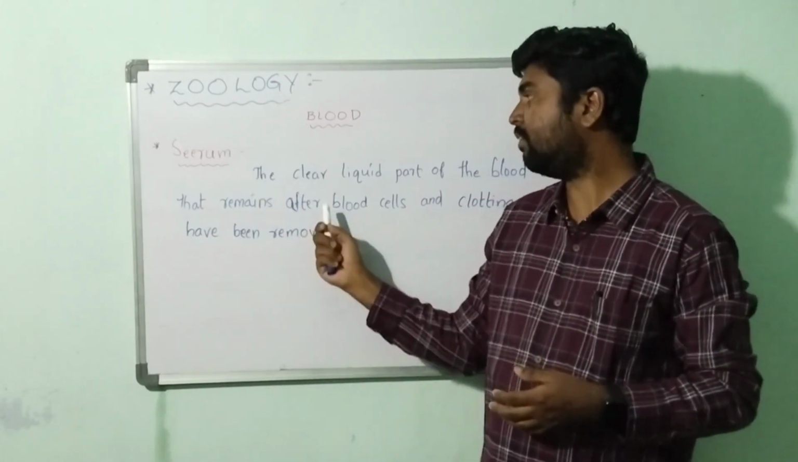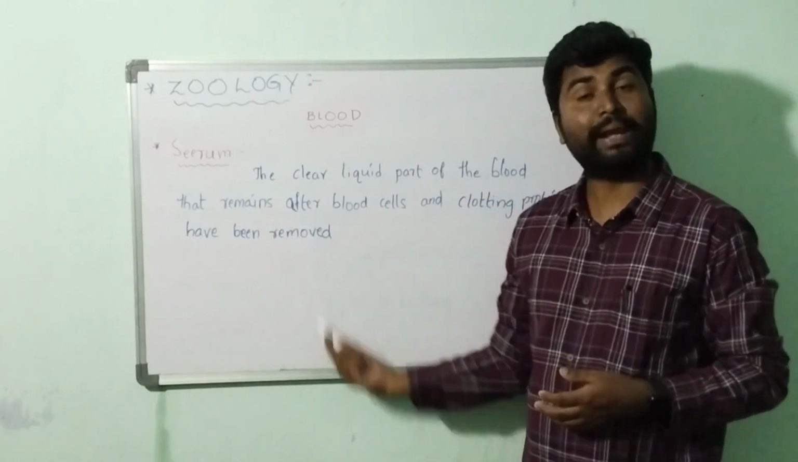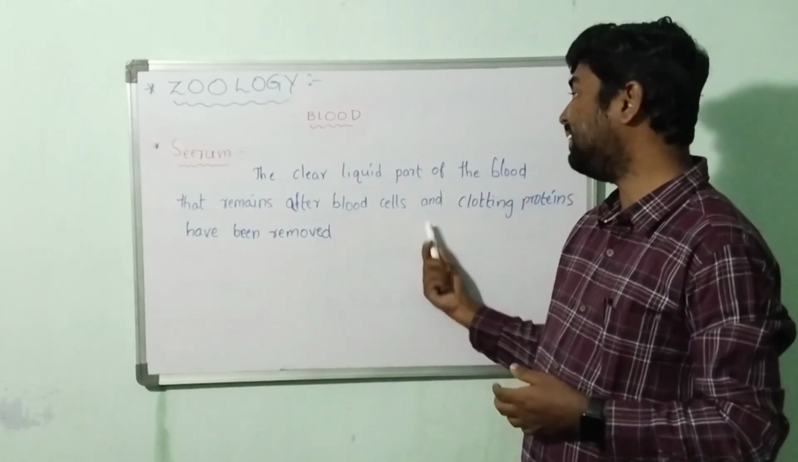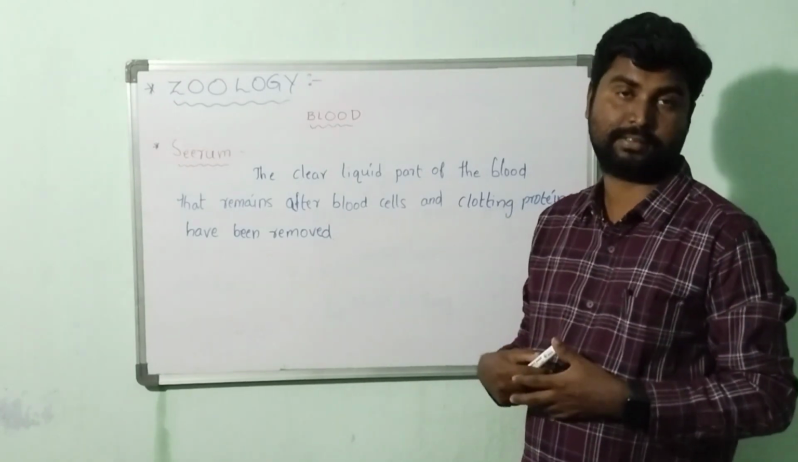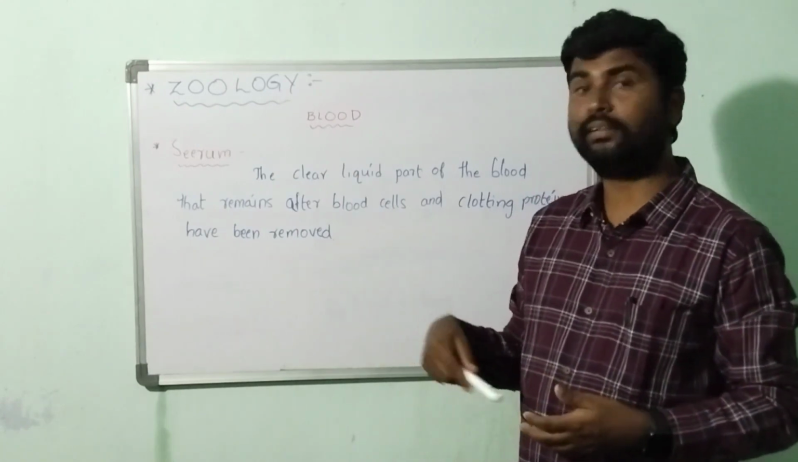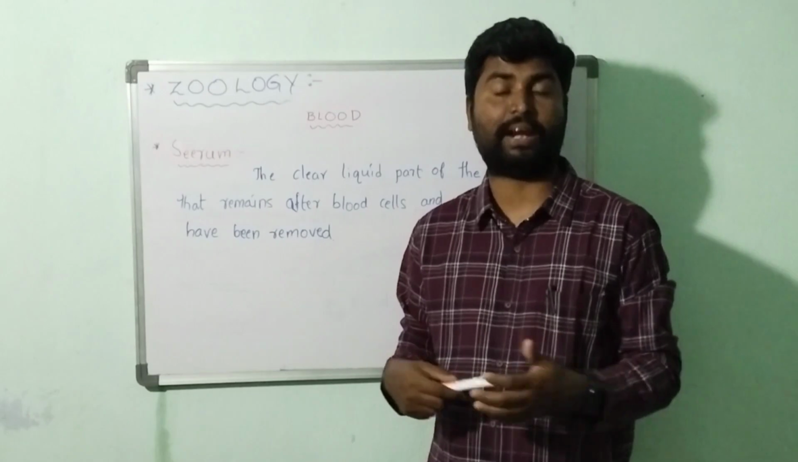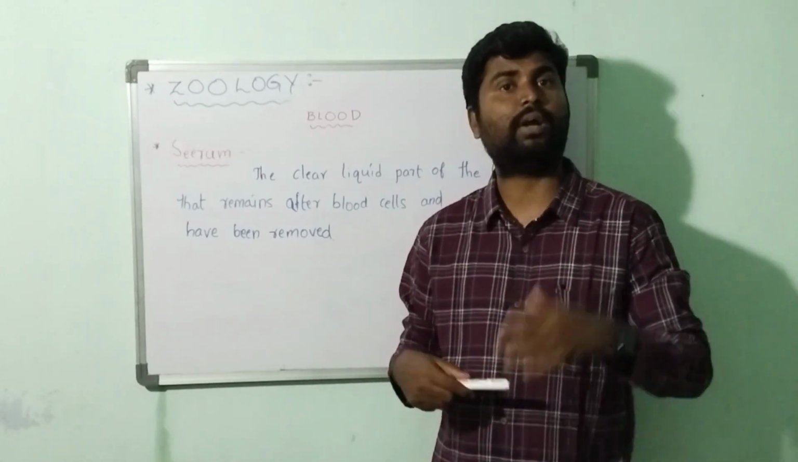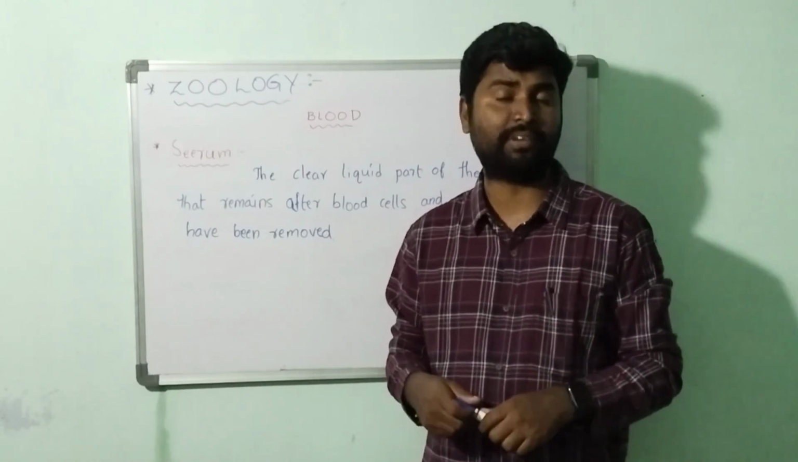The serum is the clear liquid part of the blood that remains after the blood cells and the clotting materials are removed. So it seems like a color. Most of the cases nowadays, we can identify the pathogenic factors from the serum only, so what kind of diseases the patient is suffering from.